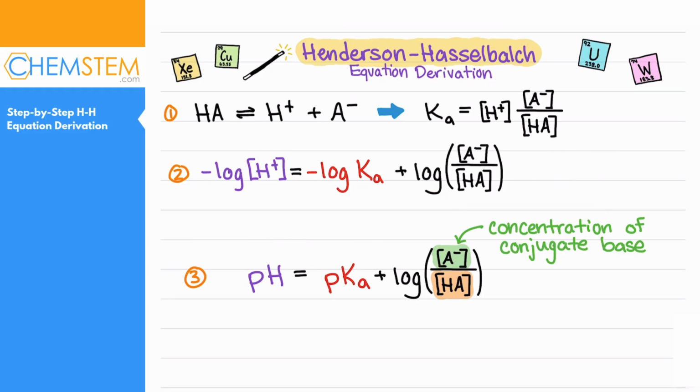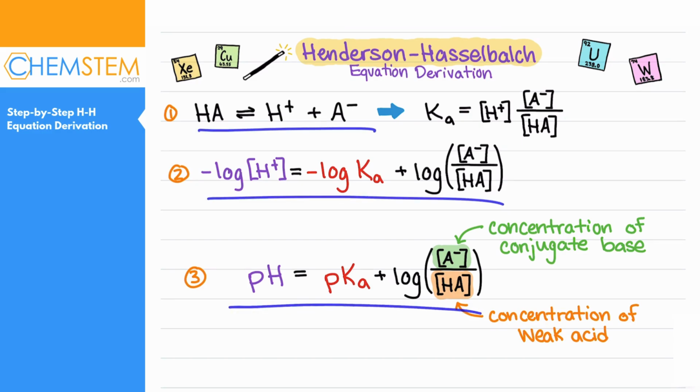So we have the concentration of the conjugate base and the concentration of the weak acid. It isn't a lot of steps, but it is pretty cool to see where it comes from.